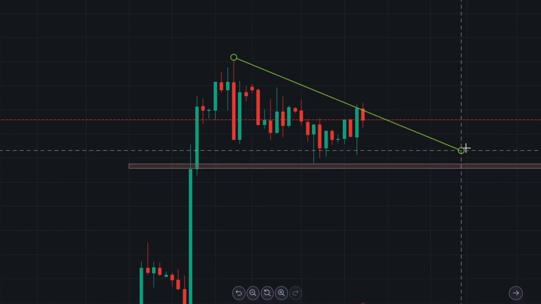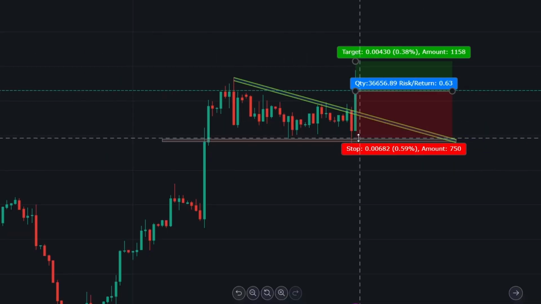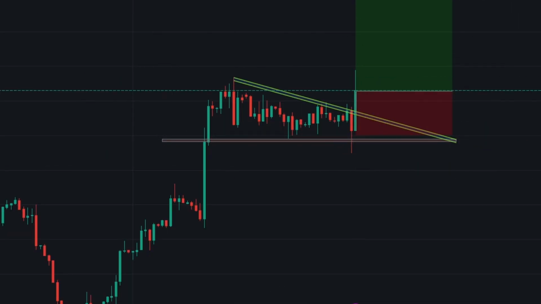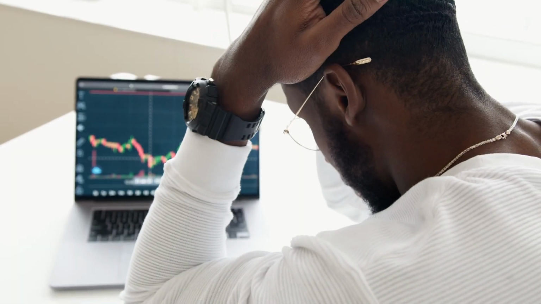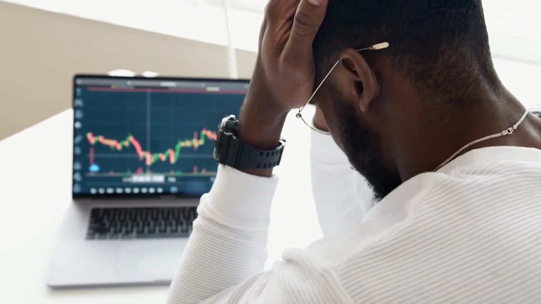Wow, there is an ascending triangle formation, and once the breakout happens, I will definitely buy. What the... Has this ever happened to you? This is very common in breakout trading. Market triggers the breakout, grabs liquidity, then reverses its direction.